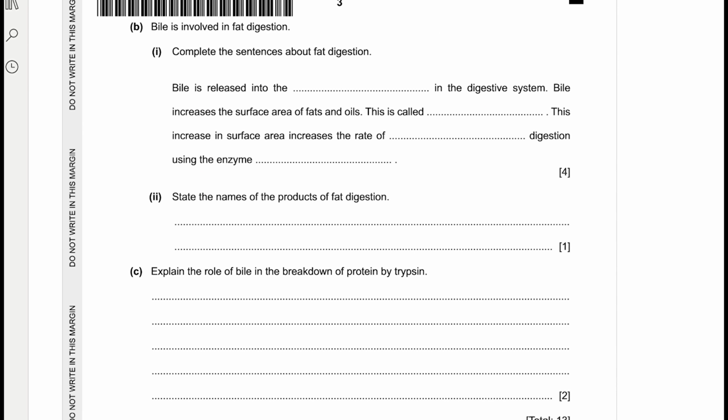Bile is involved in fat digestion. Complete the sentences about fat digestion. Bile is released into the blank in the digestive system. The bile increases the surface area of fats and oil. This is blank. This increase in surface area increases the rate of that digestion using the enzyme which we have to state. Okay, so bile is usually released into the duodenum in the digestive system.